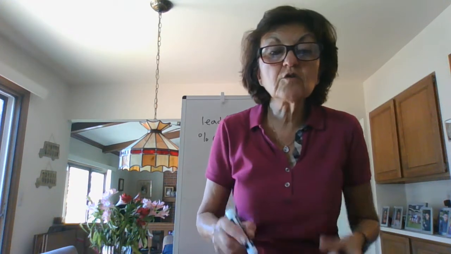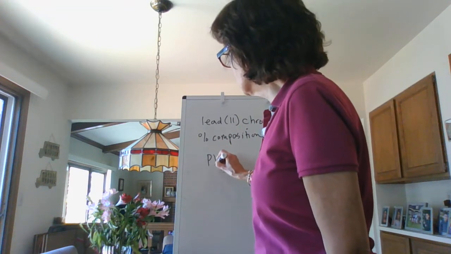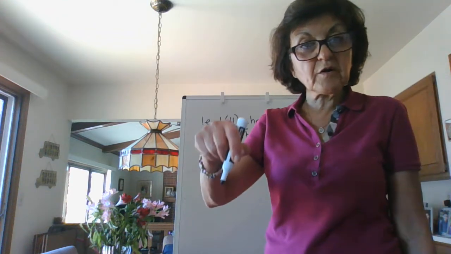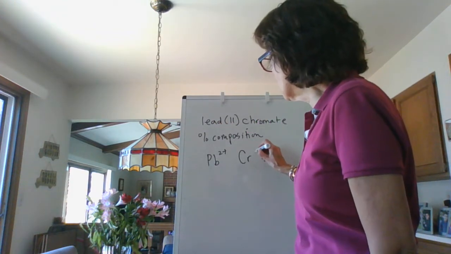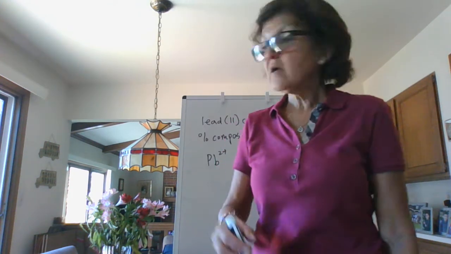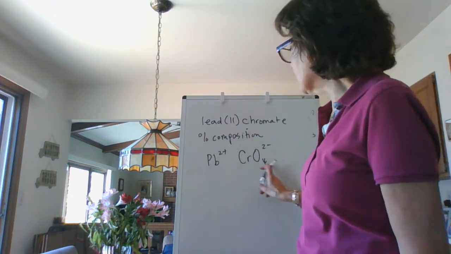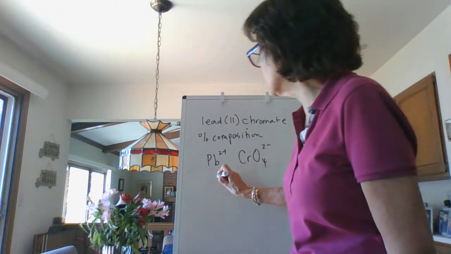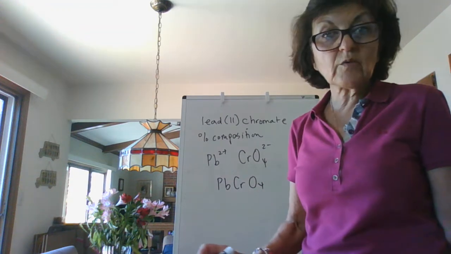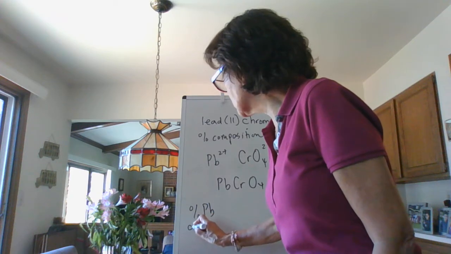the first thing you do is write the formula. So what is the formula of lead-2 chromate? Well, I know that lead is Pb2+ because it's lead-2. Chromate, because I've memorized my polyatomic ions, is CrO4 2-. Hopefully you remember that from the last chapter and all the polyatomic ions that I asked you guys to know. All right, so they're going to hook up in a 1-to-1 ratio, PbCrO4.